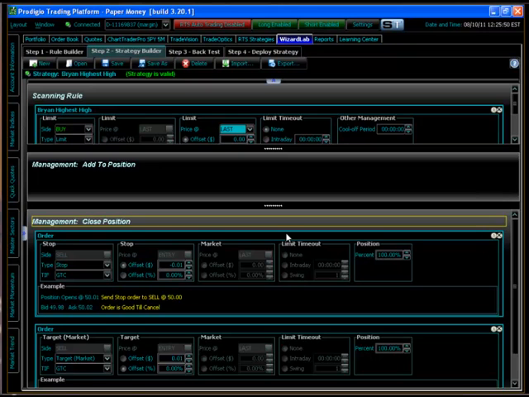Now, perhaps the more intuitive panel is the closed position panel. And what this allows you to do is to assign rules that will only work once the strategy has gotten into position. They'll scan, and if the conditions are met, it's going to get out of the position, fully trading the position, getting in and getting out.